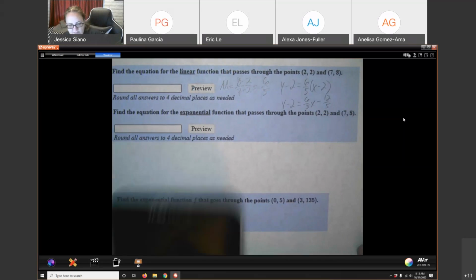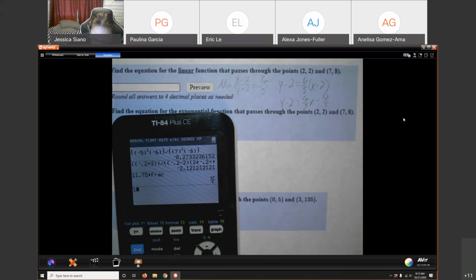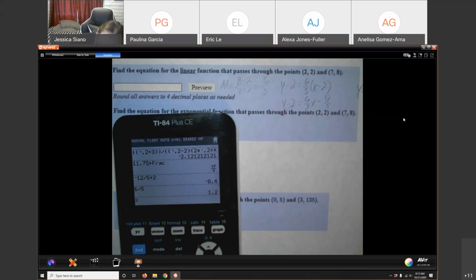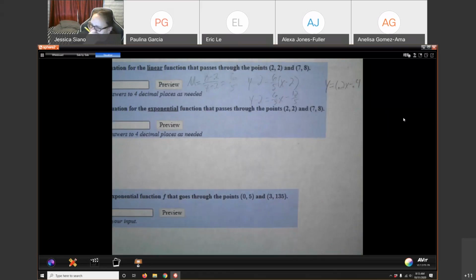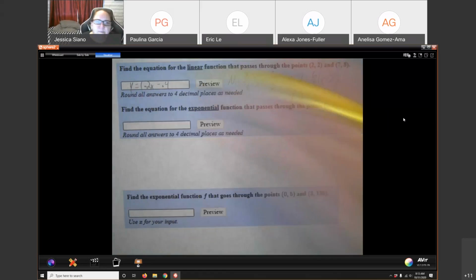I'm just going to do that in the calculator because they want decimals anyway. It would help if I turned the calculator on. Negative 12/5 plus 2 is negative 0.4. And then 6/5 is 1.2. So 1.2x minus 0.4. So that's my linear equation.